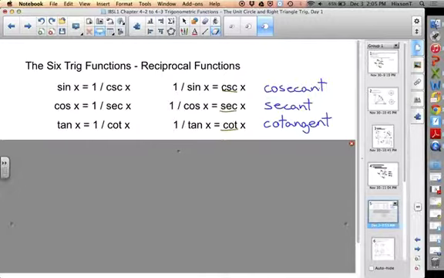Cosine and secant are reciprocals of each other. And you have the abbreviation SEC for secant.